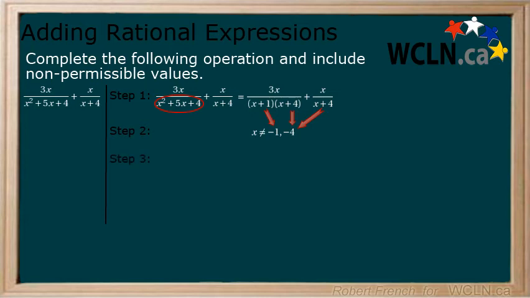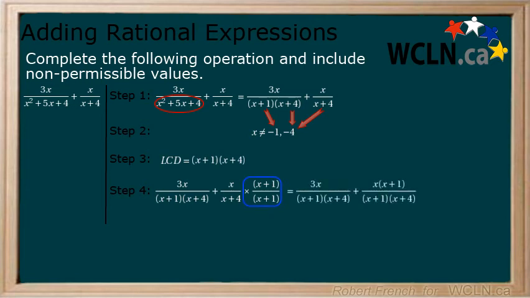Step 3. Find a common denominator. Remember, we want to find the lowest common denominator here, which is x plus 1 multiplying x plus 4. Step 4. Write both the numerators over the common denominator. In this example, we only have to multiply our second expression by x plus 1 over x plus 1 to get a common denominator. Step 5.